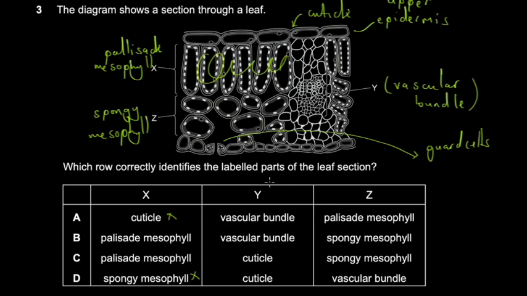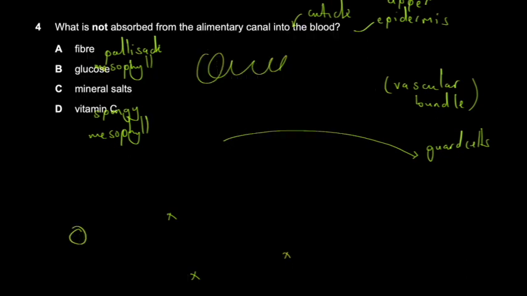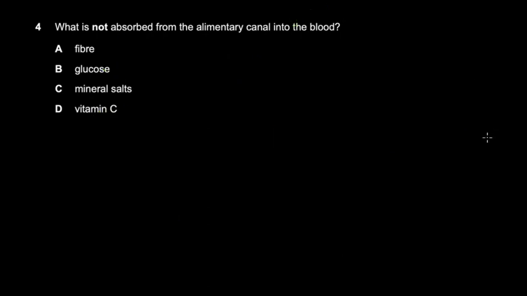And then now you move to Y. Where is Y? It's got to be vascular bundle, so we're going to eliminate this one. So your answer would be B. Okay, so that's it. Let's move to the next question.